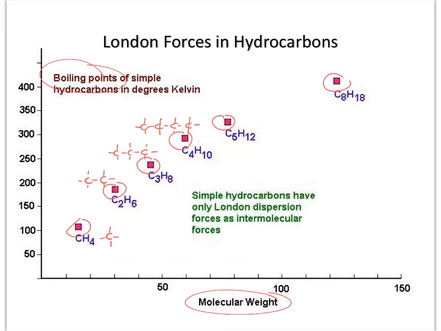Additionally, if you were given a set of C5H12s, but they were all different isomers of each other, different shapes, the linear version of it would have the stronger dispersion forces because it has more surface area to the molecule to have more contact points with a neighboring molecule of the same type.